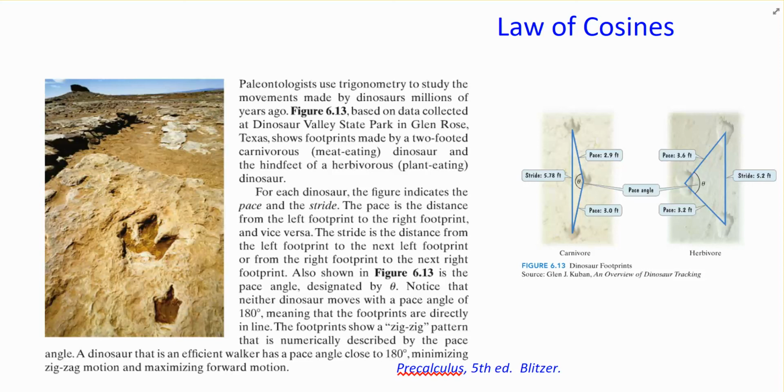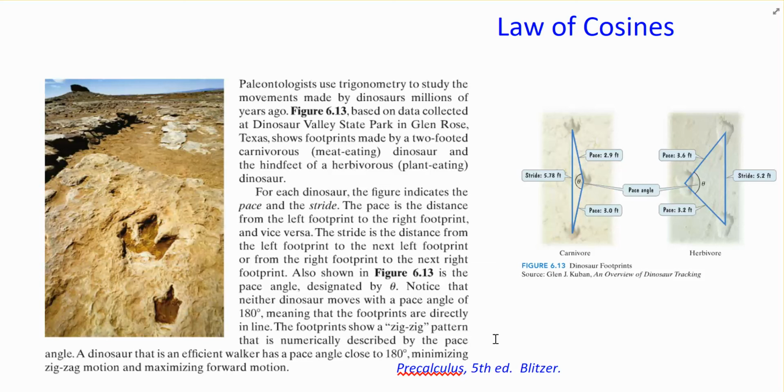We're going to continue our discussion on how to handle triangles that are not right triangles with the law of cosines. There are a couple of interesting facts that came out of the book that I'm just going to highlight for you real quickly. This is a picture from Dinosaur Valley State Park, here in Glen Rose, Texas. It's a really cool place to go because there are footprints that have been preserved there.